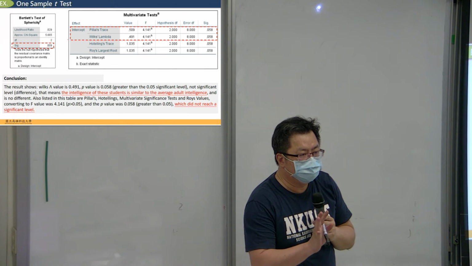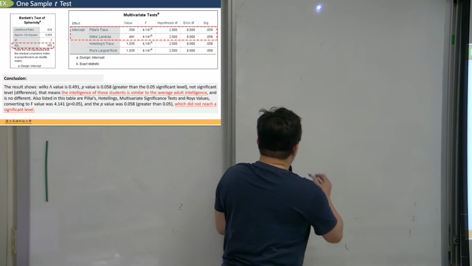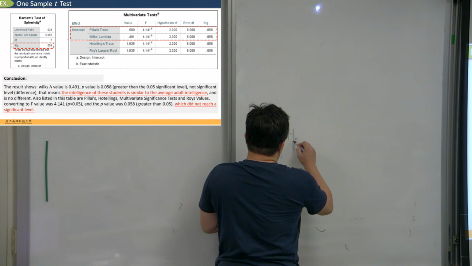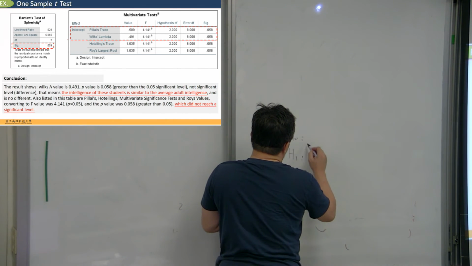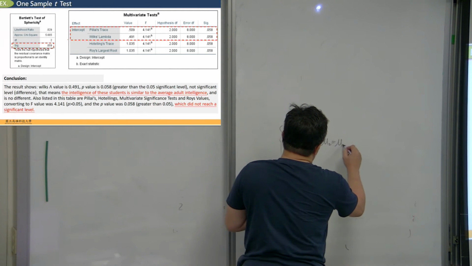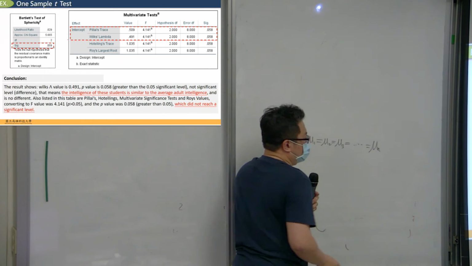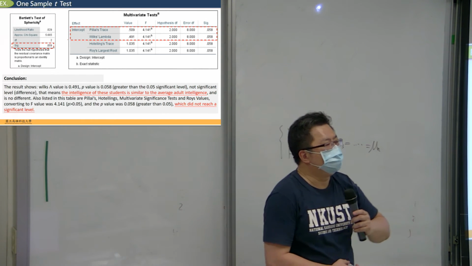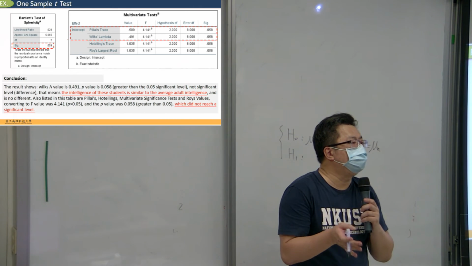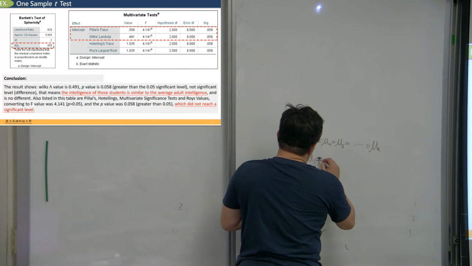ANOVA is testing about the mean, right? So our hypothesis is mu1 equal to mu2 equal to mu3 equal to maybe mu n, right? Because ANOVA is testing about more than 3 population means, right?